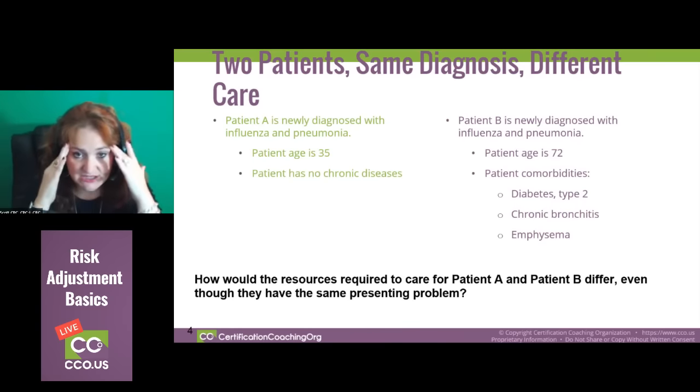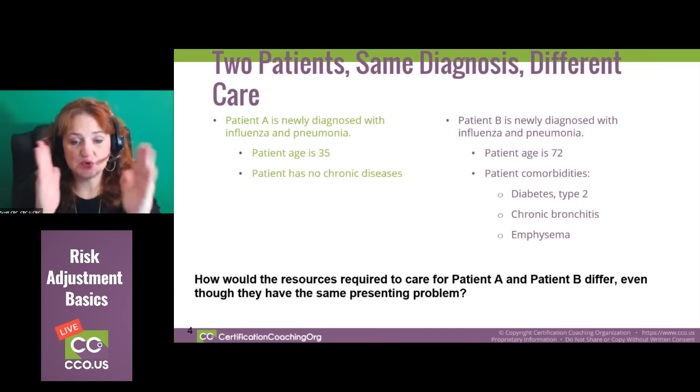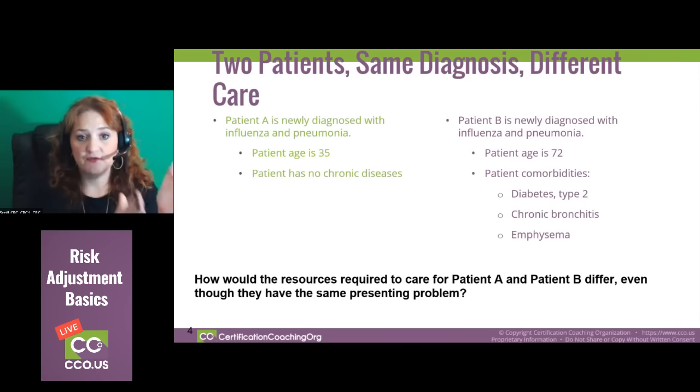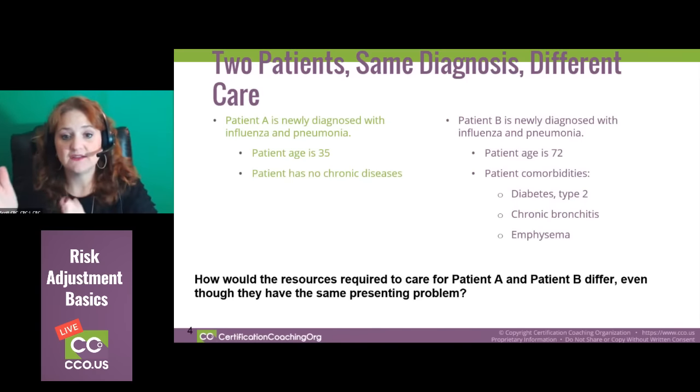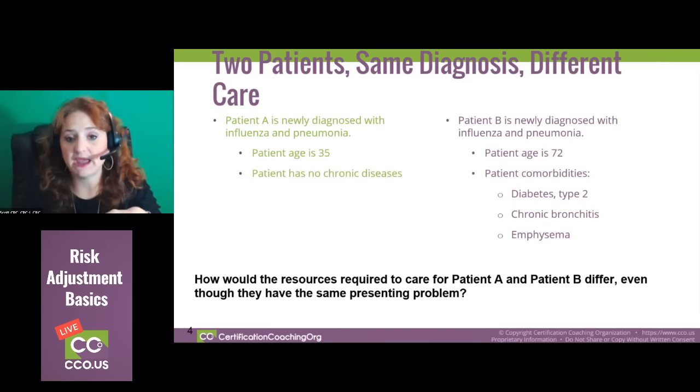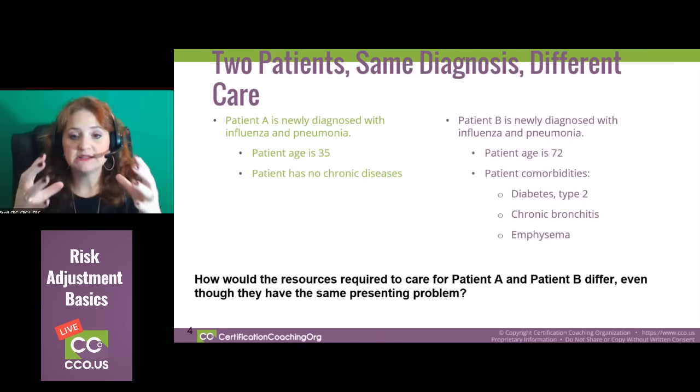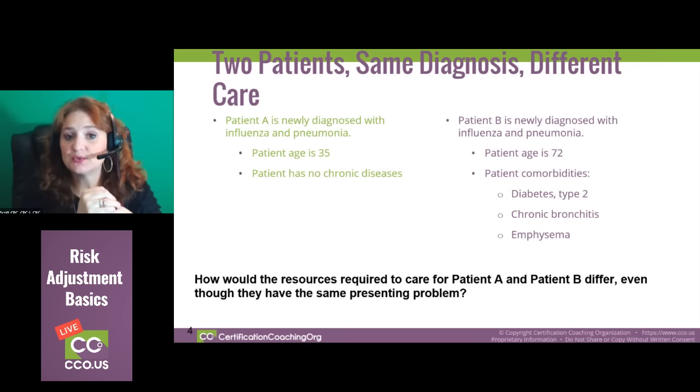Just because you understand the disease process, you already know the treatment for patient A is going to be different than the treatment and plan of care for patient B. They have the same diagnosis and both are newly diagnosed, but there are factors: their age, their comorbidities. All of that plays a part in how much it's going to cost to treat the patient.